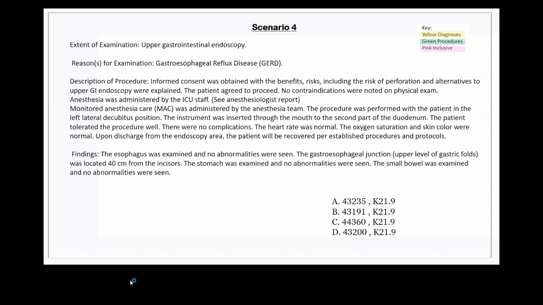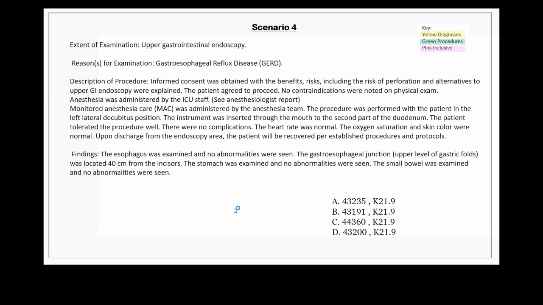The procedure was performed with the patient in the left lateral decubitus position. The instrument was inserted through the mouth to the second part of the duodenum. The patient tolerated the procedure well. There were no complications. The heart rate was normal. The oxygen saturation and skin color were normal. Upon discharge from the endoscopy area, the patient will be recovered per established procedures and protocols.